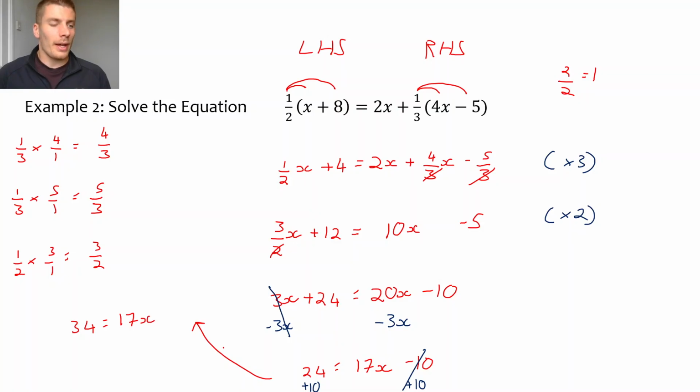Okay. Now 17 times by what gives you 34? 2. In other words, what's 34 divided by 17? 2. So x is going to be equal to 2. And this here is your solution.